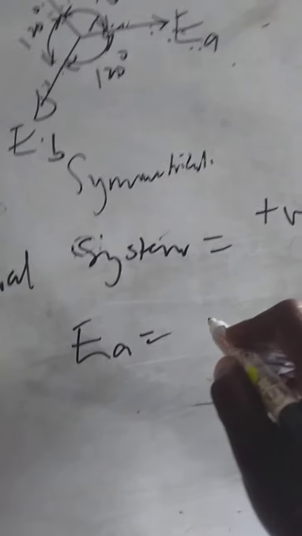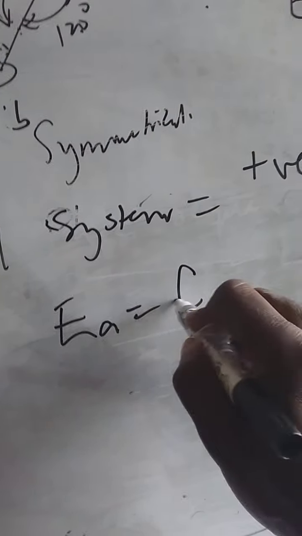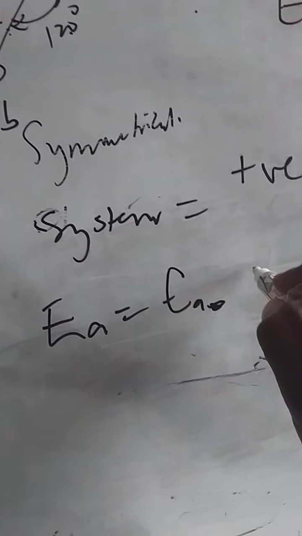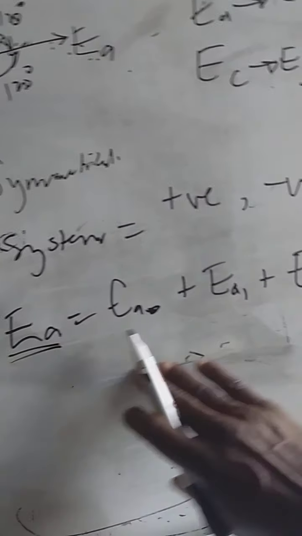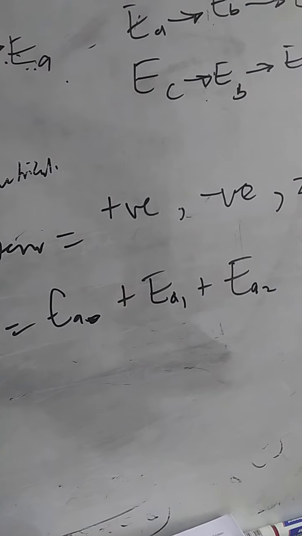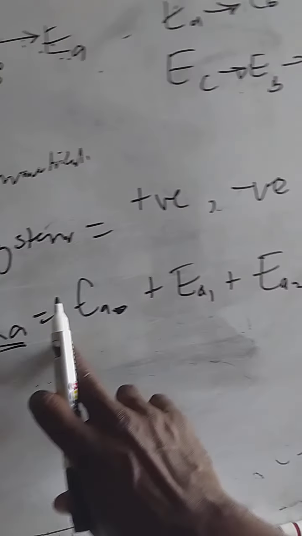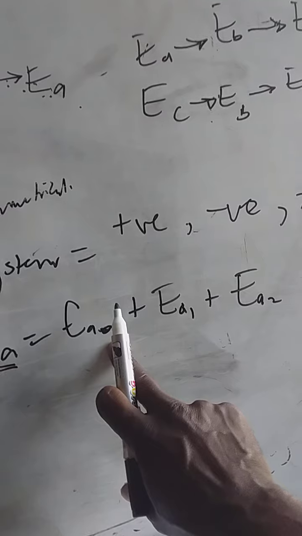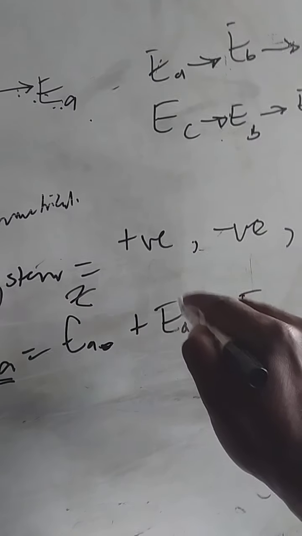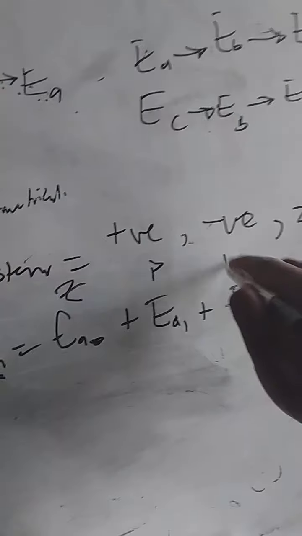That means phasor EA can be resolved into EA0, which is the zero phase component, plus EA1, which is the positive phase component, plus EA2, which is the negative. So the original phasor can be resolved into these three symmetrical components that we highlighted the other time: the zero phase component, and the positive and the negative components.